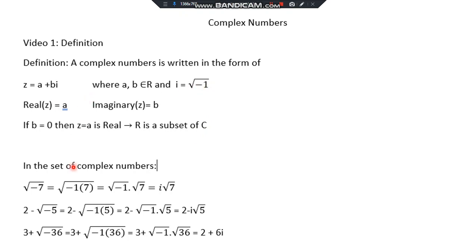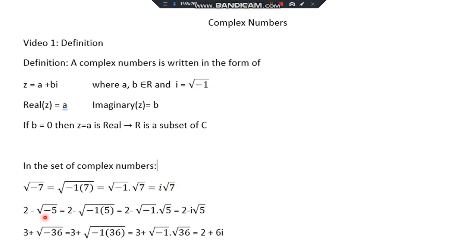So, for example, if you have the square root of minus 7, it does not exist in the reals. That's why I said in the set of complex numbers, this is possible. The square root of minus 7 is the square root of minus 1 times 7. You can split it, and since i is the root of minus 1, it will be i root 7.